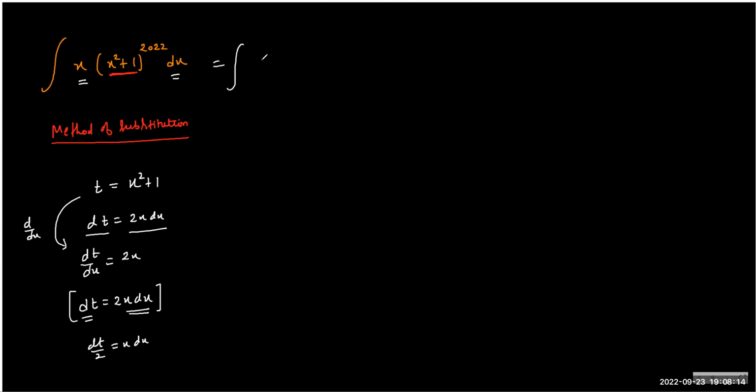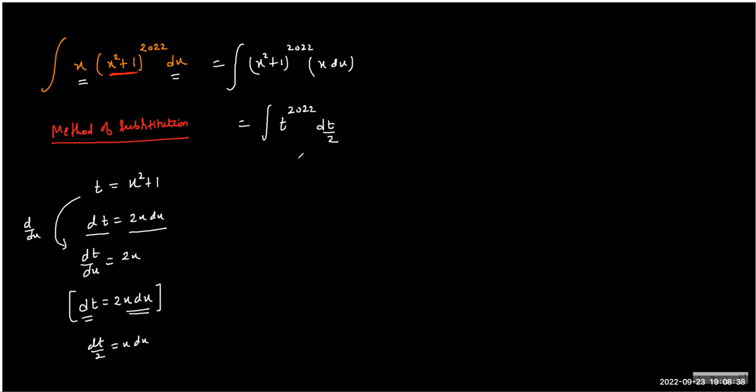So this we can write as x square plus 1 to the power 2022, and then I have x dx, and we clearly know that x dx will convert into dt by 2. So this will eventually become t to the power 2022, and this will become dt by 2, isn't it?